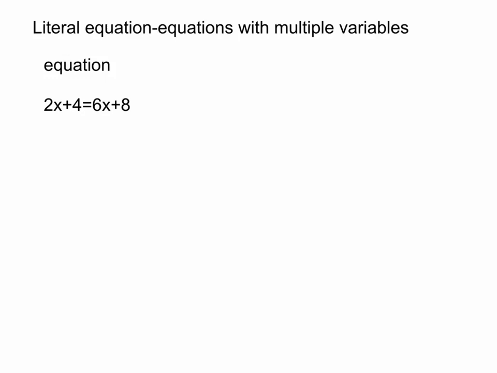The equations we've been working with have taken this form: 2x plus 4 equals 6x plus 8, where we have x in two different locations, but it's the same variable. An example of a literal equation would be 2x plus 4y equals 10. So we have two different variables, x and y, compared to the equations we've been working with where we have just x and x.